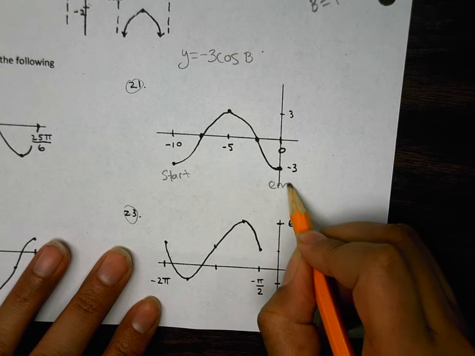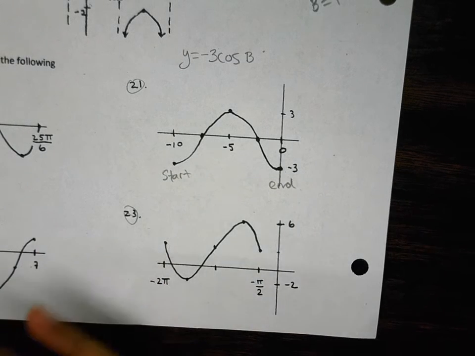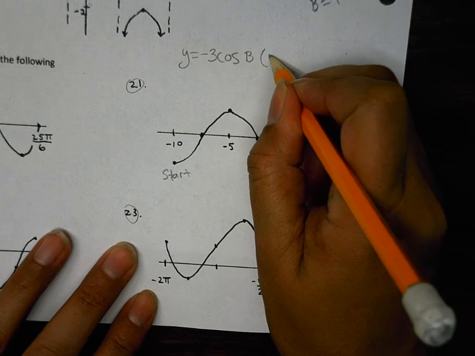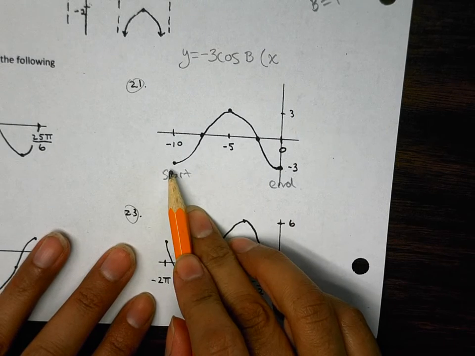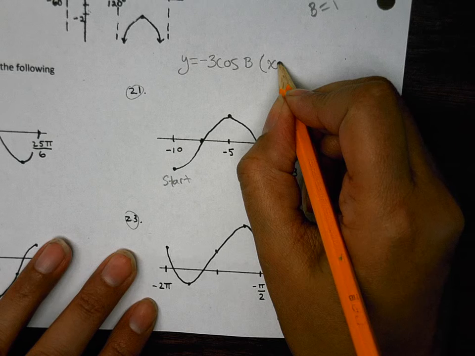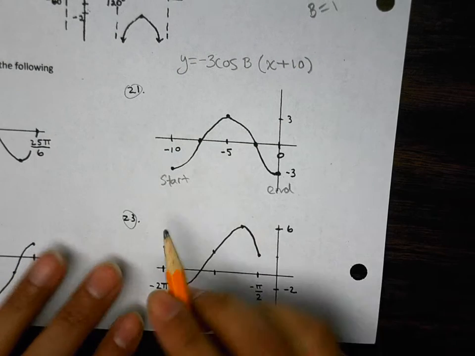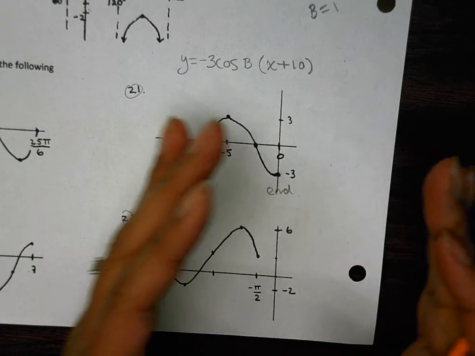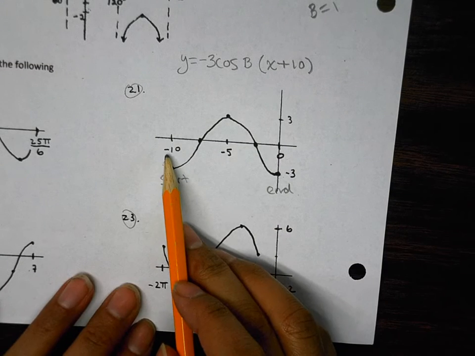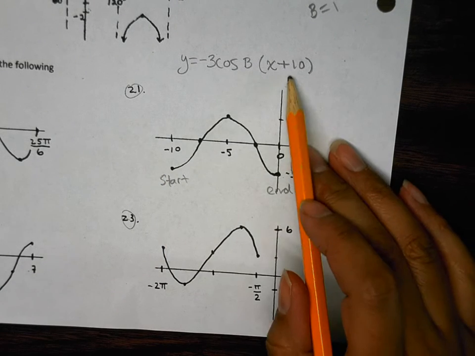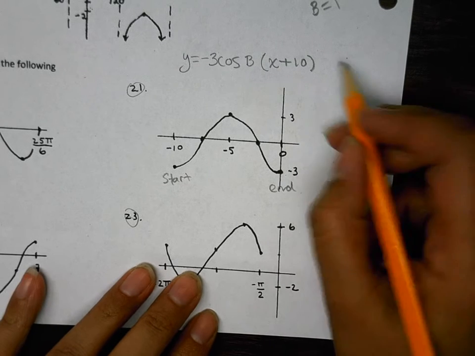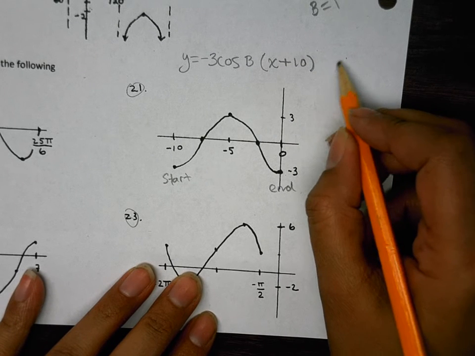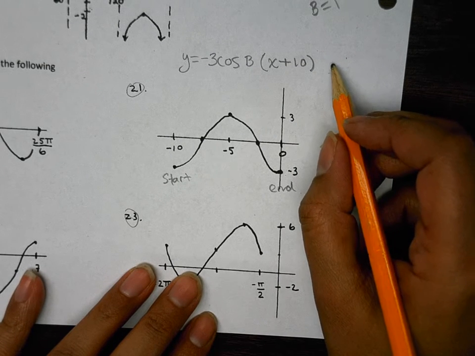So is there a horizontal shift? Yes. So x plus 10 or x minus 10? Plus 10. All right, why? Because the start is negative 10, which means I took my whole graph and shifted it to the left 10 units. Opposite, so x plus 10. Do I need to put a plus number or minus number for the vertical shift on the outside? No, because there is none.